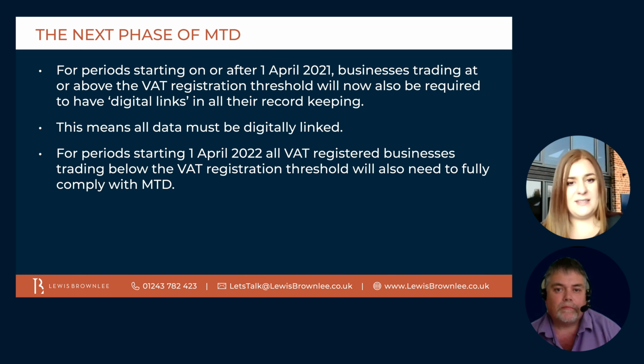So what is the next phase? For periods starting on or after the 1st of April 2021, businesses trading at or above the VAT registration threshold will now also be required to have digital links in all their record keeping. This means there'll be no cutting, copying, pasting of data from one application to another. All the data held within a VAT return must be digitally linked together. For periods starting 1st of April 2022, all VAT registered businesses trading below the VAT registration threshold will also need to fully comply with Making Tax Digital.